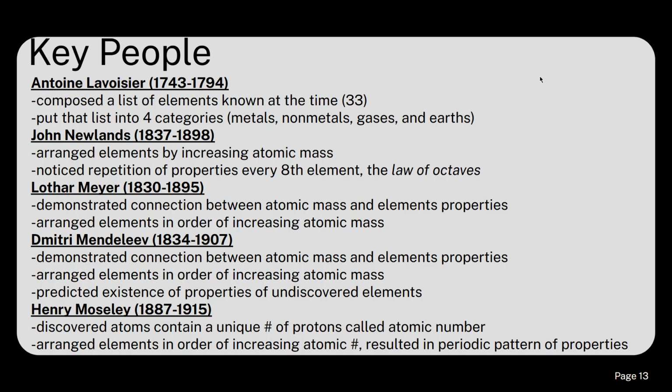Henry Moseley was from 1887 to 1915. He discovered atoms contain a unique number of protons called atomic number, and he arranged elements in order of increasing atomic number, which resulted in the periodic pattern of properties.